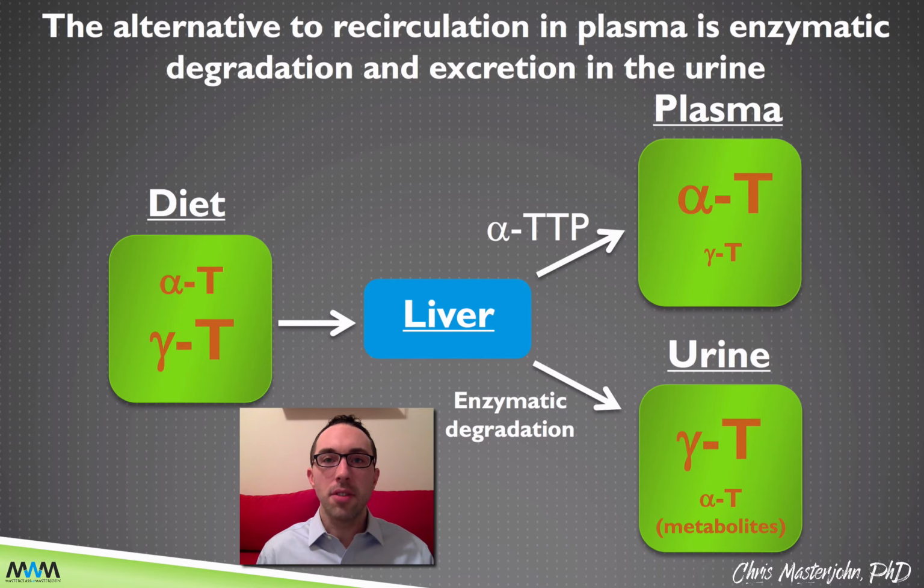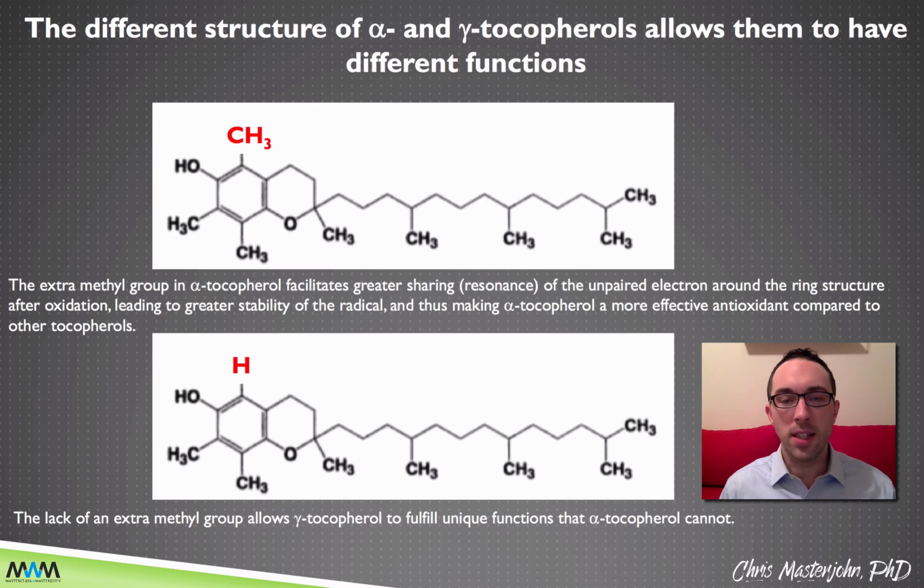If we look at standard diets, most people are consuming more gamma-tocopherol than alpha-tocopherol. But once it goes to their liver, alpha-TTP recirculates a lot more alpha-tocopherol than gamma-tocopherol. And so in the blood of people eating a standard diet, there's a lot more alpha-tocopherol than gamma-tocopherol. The alternative to recirculation by alpha-TTP is enzymatic degradation to metabolites that are excreted in the urine. So if you look at people on a standard diet, they have far more gamma-tocopherol metabolites in their urine than they do alpha-tocopherol metabolites. Well, why does it seem that our bodies are trying to concentrate alpha-tocopherol?